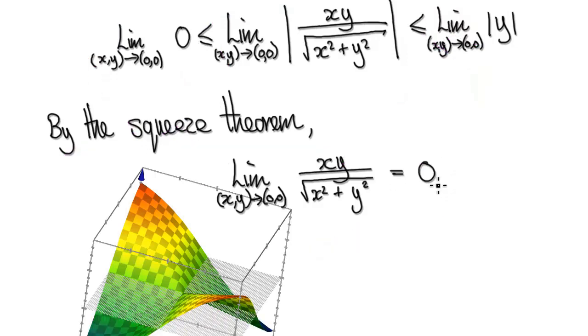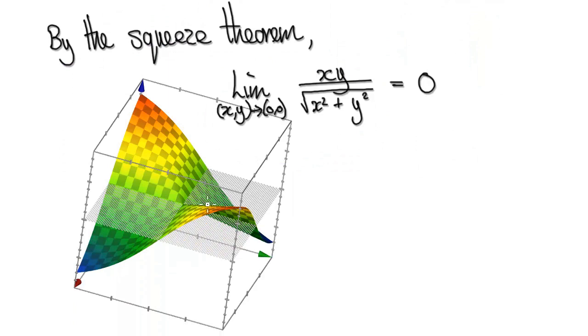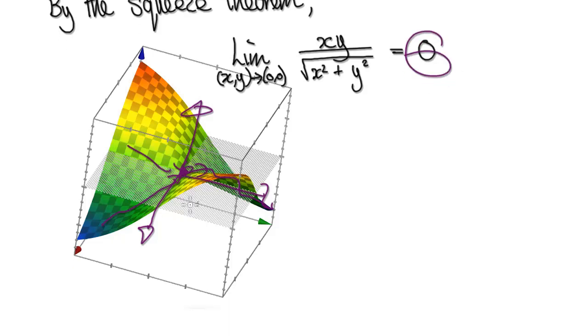So if you look at the surface, if the origin is actually here, so this is your x, y, and z. No matter how you approach the origin, it will head towards 0 right here. Okay, next example.